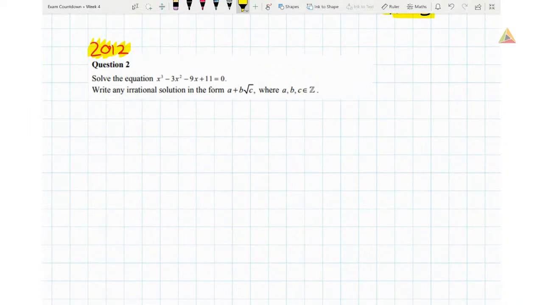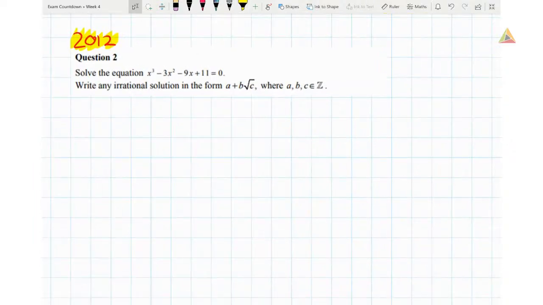So again, I'm just going to highlight any information that might be important to us from the question. We're asked to solve this equation. So again, it's a cubic equation. It has a positive x cubed. So just to remind myself, that's what it would look like if I needed to graph it.